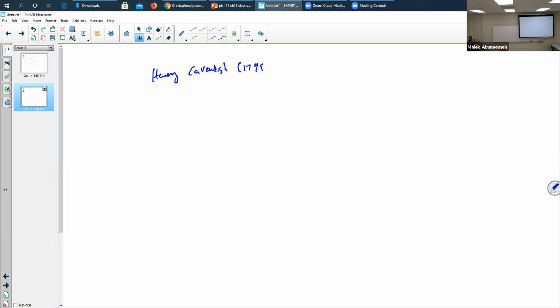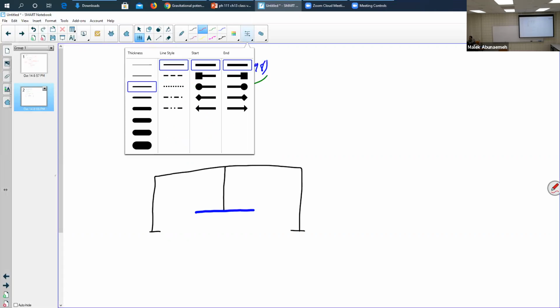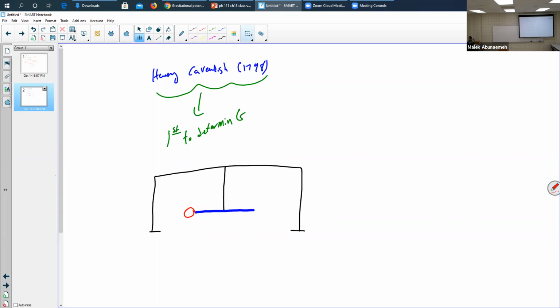in 1798. He was the first to determine this gravitational constant, G. He did this little experiment where he had a wire connected by a rod of length L. And on that rod, he has two small masses, which I'm going to call M1 and M2.